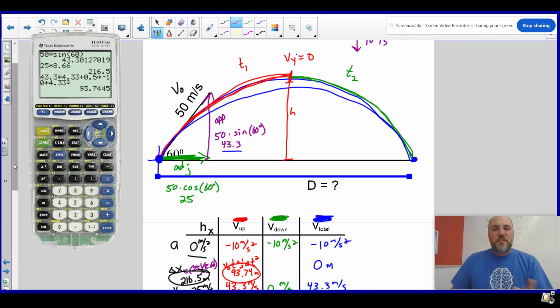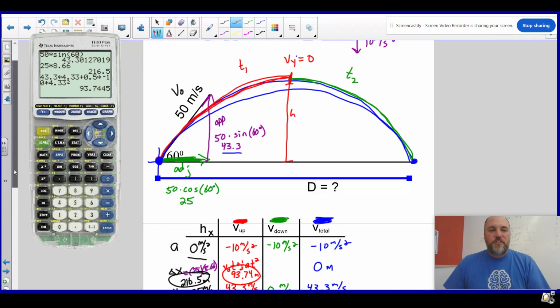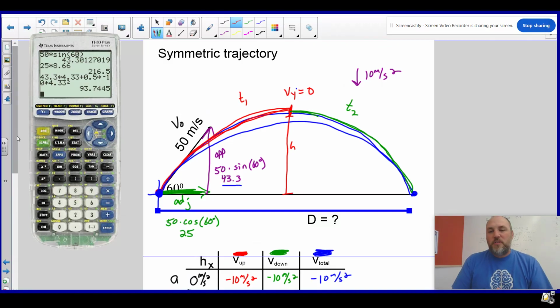Okay, so that was just one example of a symmetric trajectory. We'll get into a lot more examples later, and we'll get lots of practice with this.